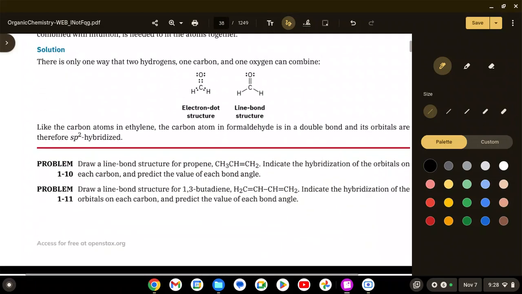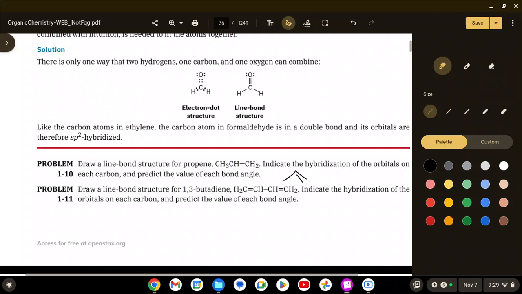Draw a line bond structure for propene. Indicate the hybridization of the orbitals on each carbon and predict the values of each bond angle. So instead of line bonds, I'm just going to do a skeleton structure. That's what my organic chemistry professor called it. It has another name that starts with an M, I think, or K.